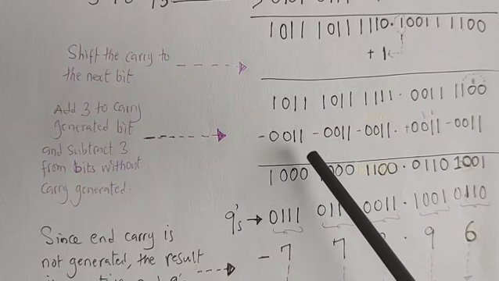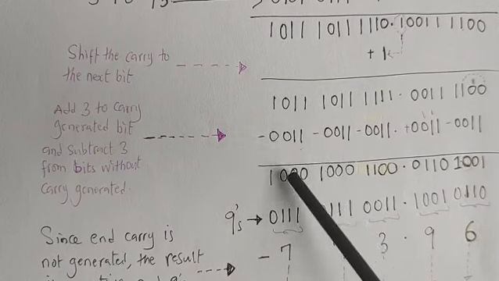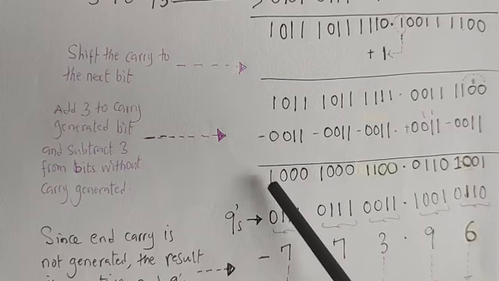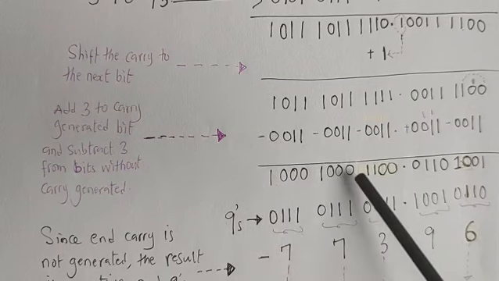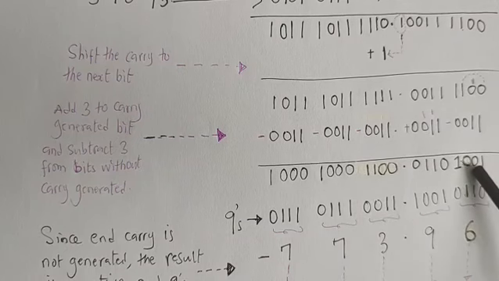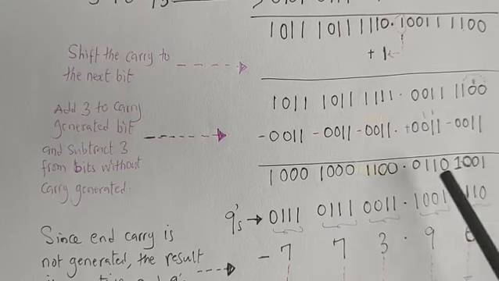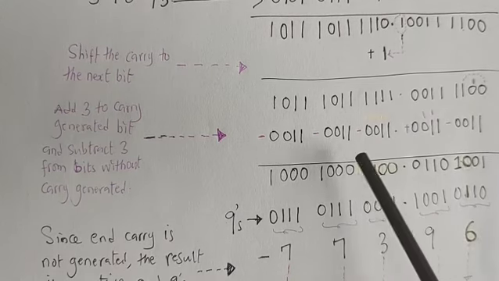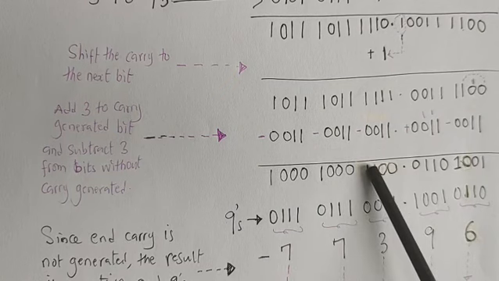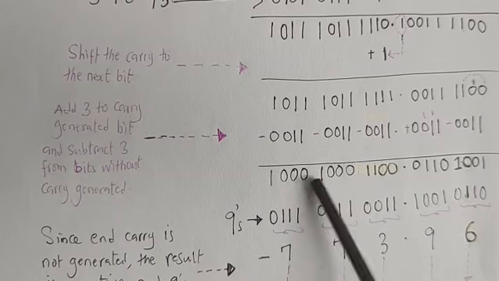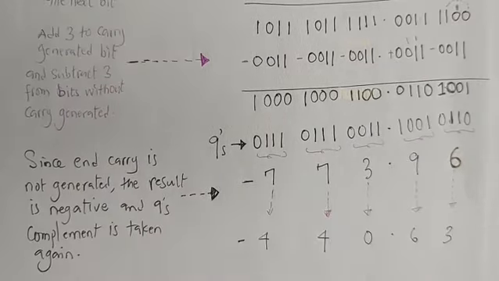Let's move over to the next segment. 1 minus 1, 0. 1 minus 1, 0. 0 minus 0, 0. 1 minus 0, 1. So in this case, we have obtained our result. So the next thing we need to do, since the rule says that we need to add 3 to the carry generated bit and then subtract 3 from the bit without carry. Now we have done this.